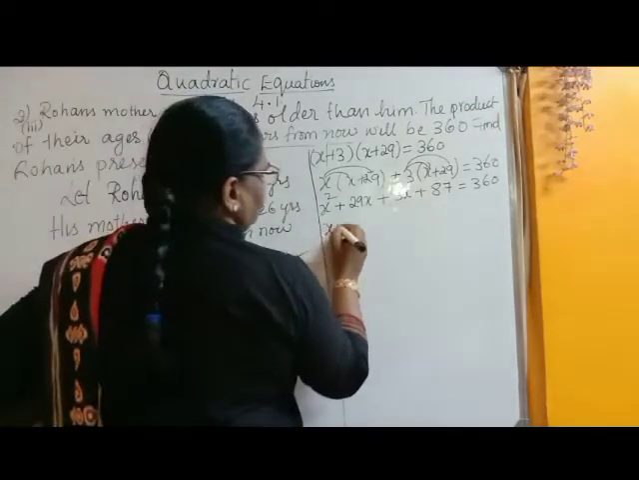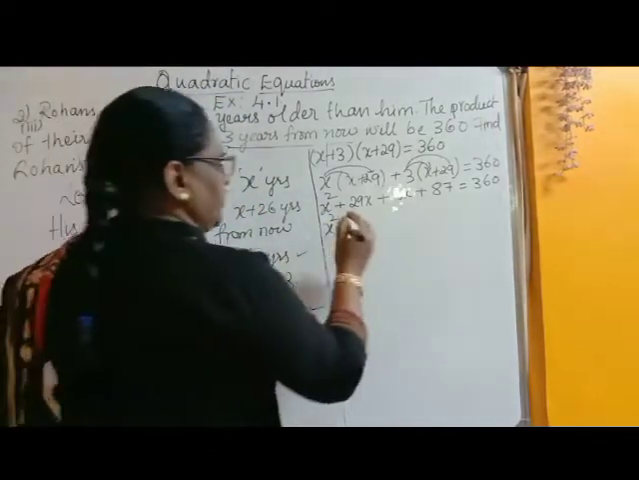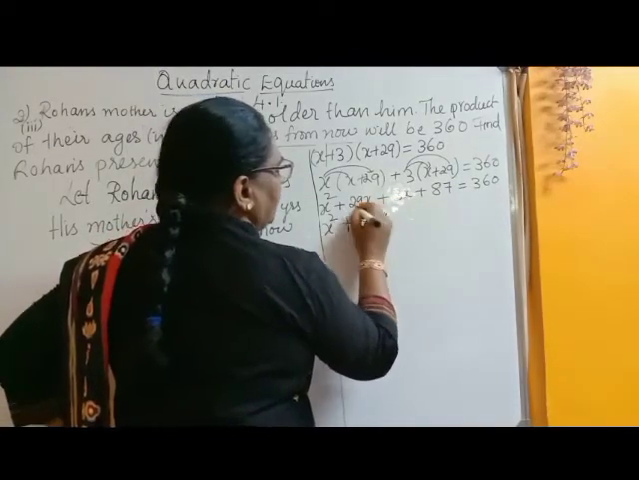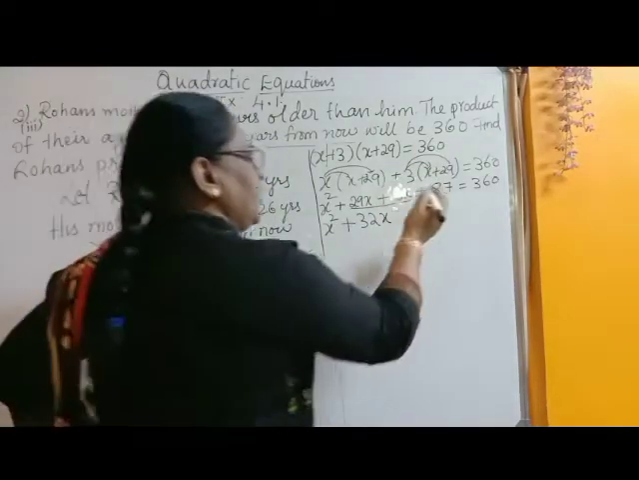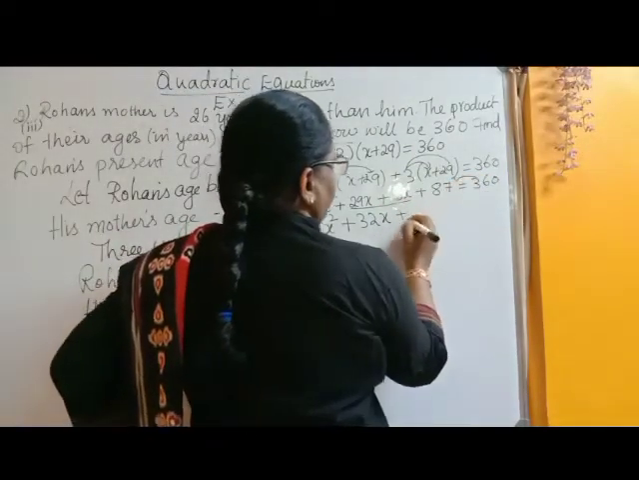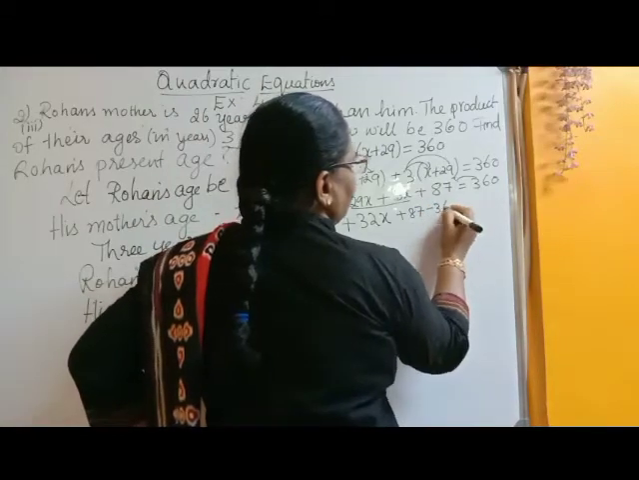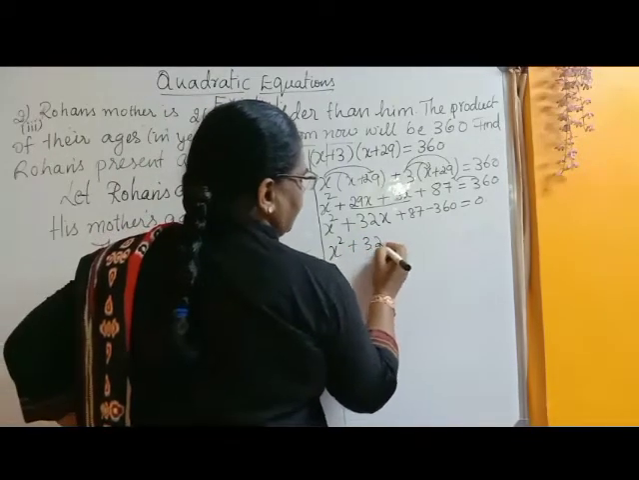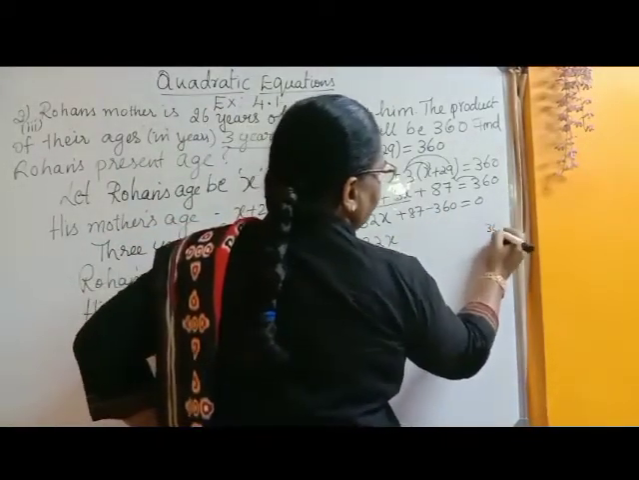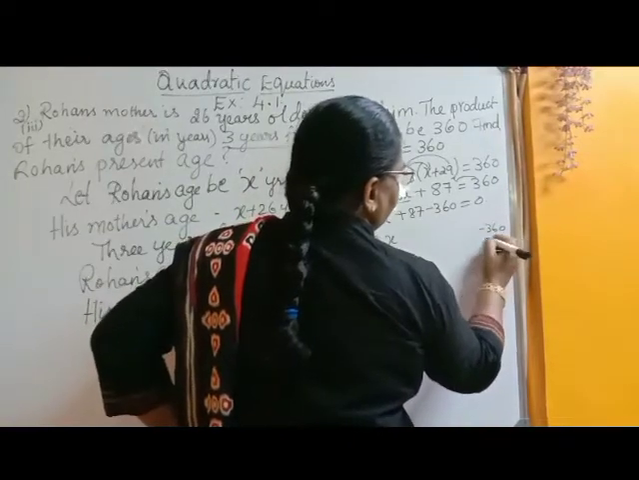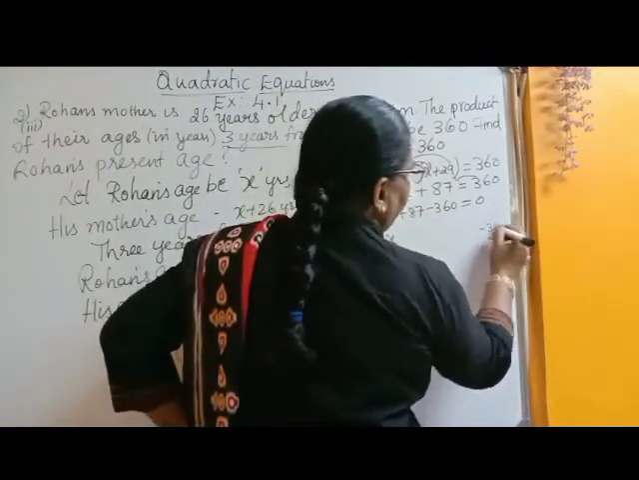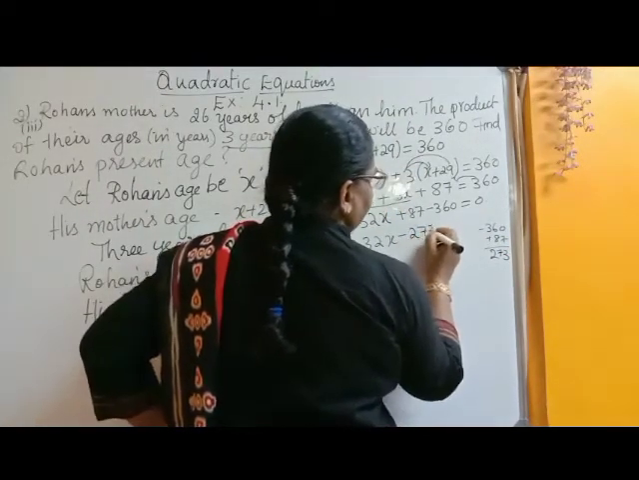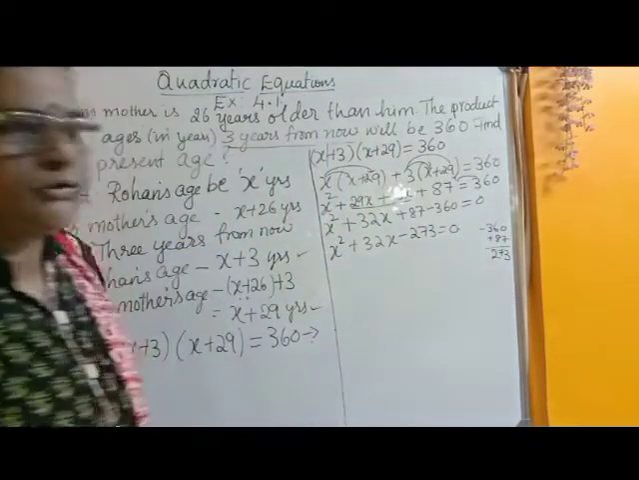Now grouping. x square only one term is there, keep as it is. Here both are plus, so you have to add. You will get 32x. Now bring 360 to this side: plus 87 minus 360 is equal to 0. So x square plus 32x, and 87 minus 360, plus and minus means subtract. 360 minus 87 is 273, with the bigger number's sign, minus 273, is equal to 0.